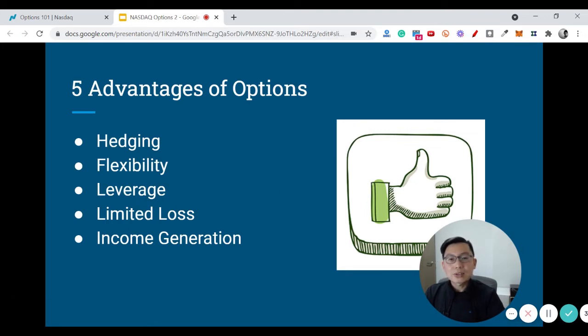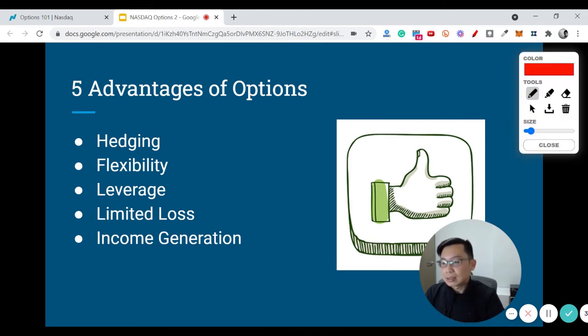And number five. Some investors trade options to produce income, much like a dividend on stock. Options can be used to generate an income stream. There are option strategies that let you collect money on your existing or future stock position. Actually, in my personal opinion, the biggest advantages are the leverage and the limited loss. I will cover that more.